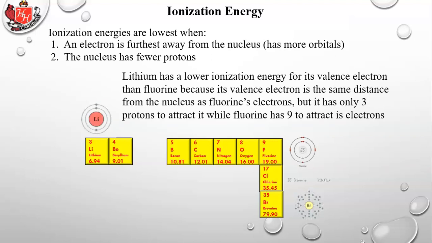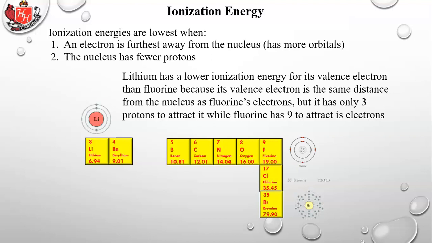So let's look at lithium there on the left-hand side. Lithium has a low ionization energy for its valence electron, a lower ionization energy than fluorine, even though its valence electron is the same distance from the nucleus as fluorine's electron. Now confirm that. Be sure you understand why. They both have two orbitals. They're both in the second row. So their valence electrons are all the same distance. Now you might say, wait a minute, lithium only has one valence electron, and fluorine has 7. That's true, but it doesn't matter. They're the same distance away.